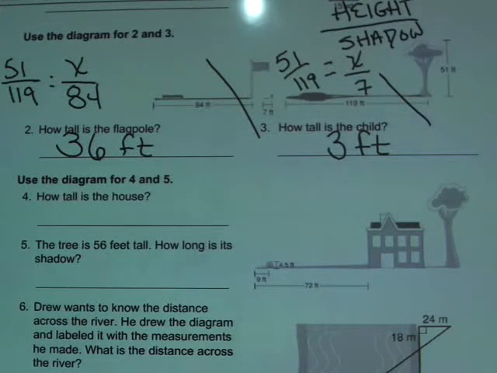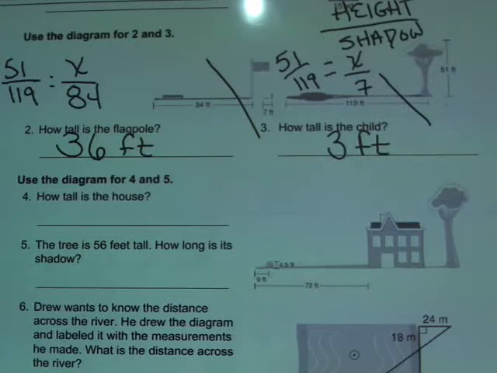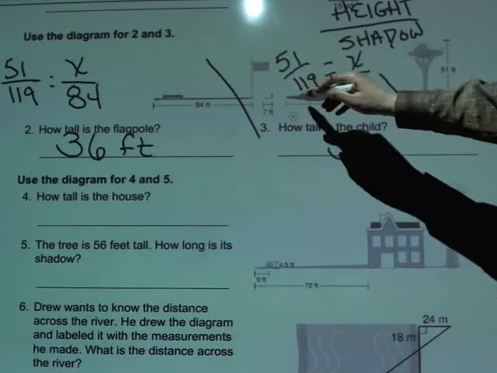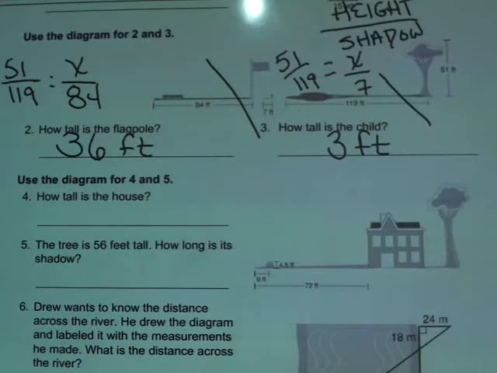Now, if you want to solve this with cross products, you can. What you would do is start off and do 51 times 7 there. 51 times 7 on that diagonal is 357. Well, the other diagonal also has to make 357. So I'm saying, what number would I multiply by 119 to get to 357? Well, 119 times 3 is 357, which is no surprise since our answer was 3. So the child is 3 feet tall.